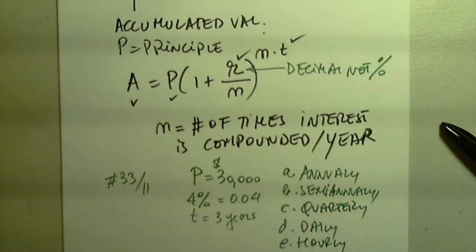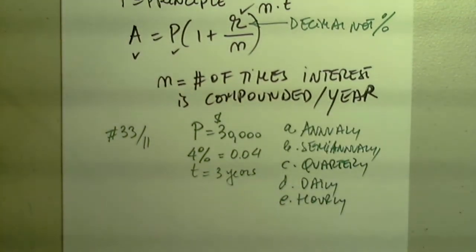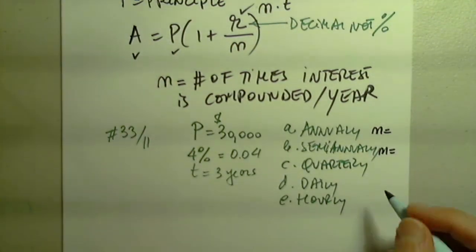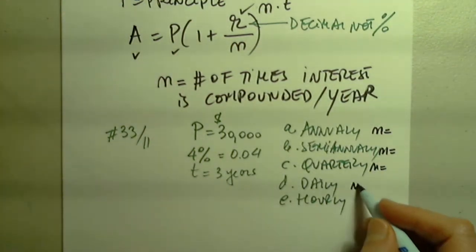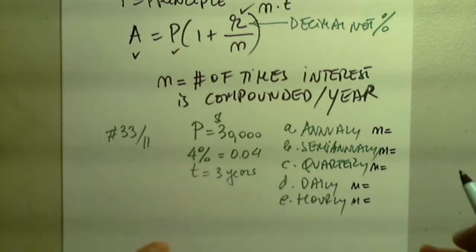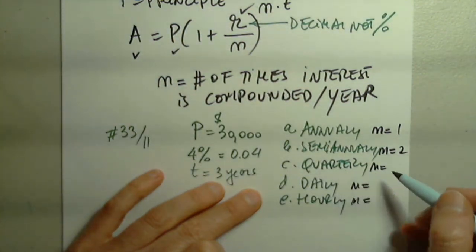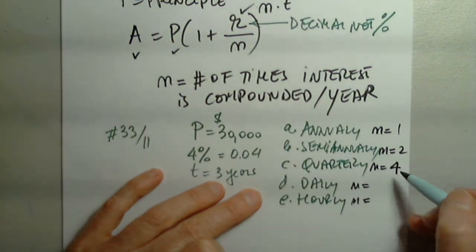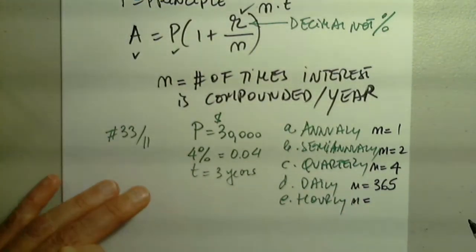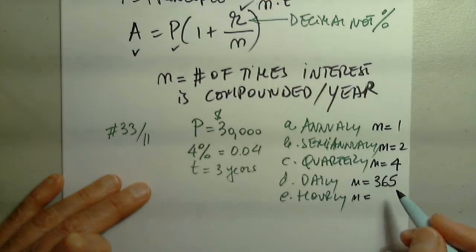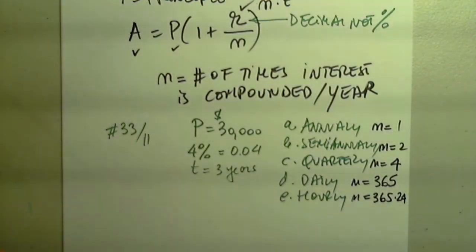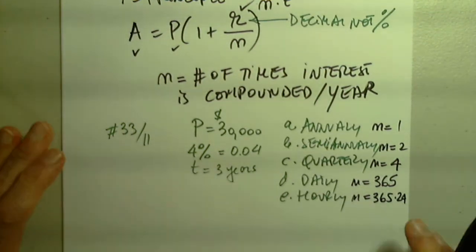So here's what we are going to do. And let me ask you, what is n for annually, n for semi-annually, n for quarterly, n for daily, and n for hourly? Once a year, 1. Semi-annually, 2. Quarterly, 4. Daily, we use 365. For hourly, I have to multiply 365 by 24 hours a day. Correct.